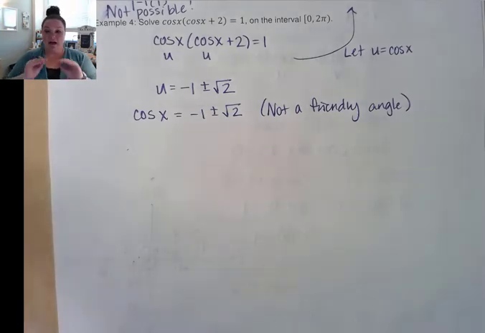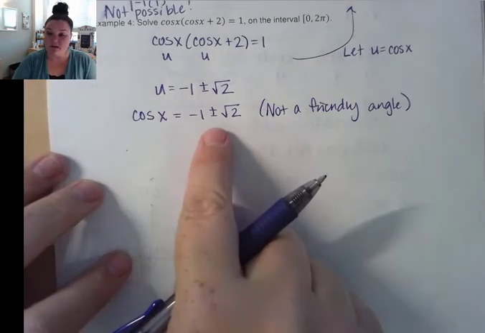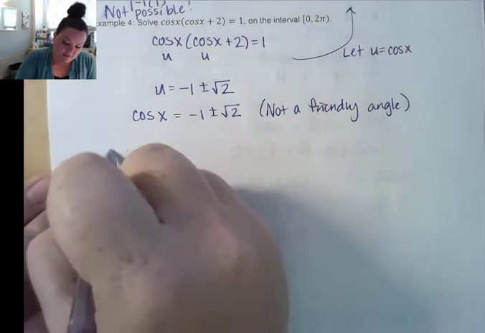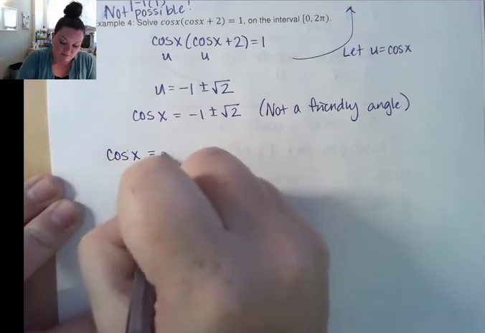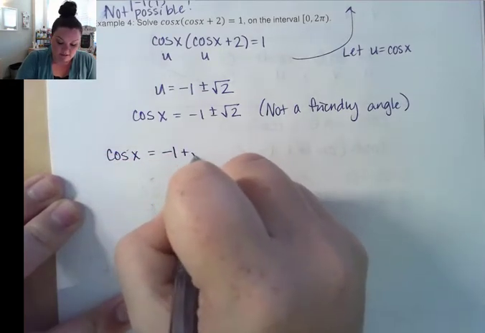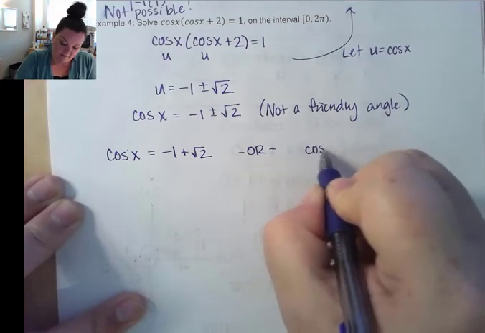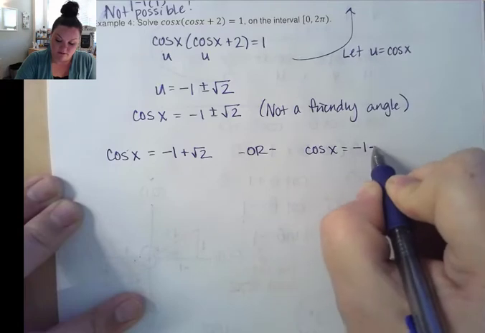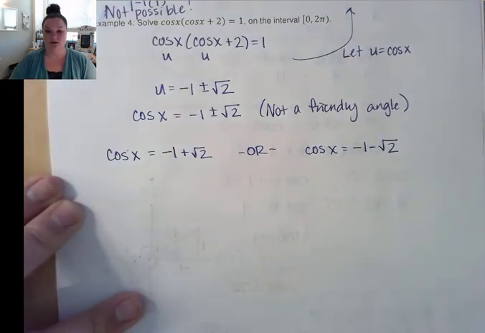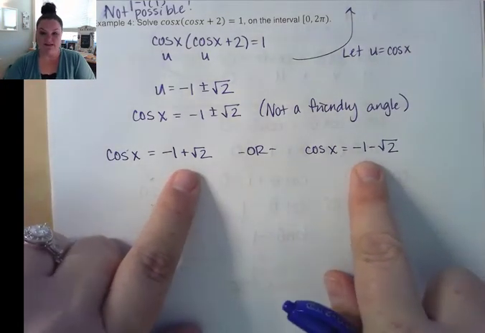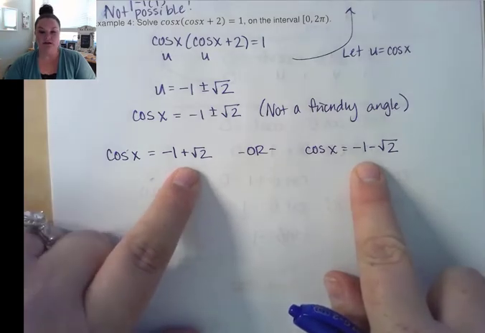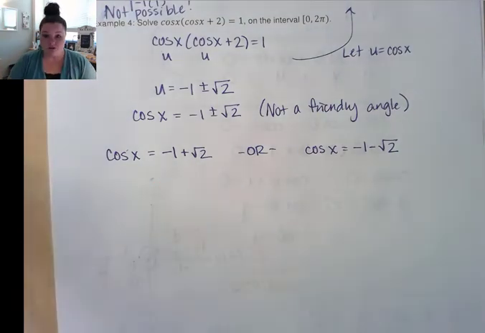So I'm going to go ahead and write out my two options here because we have a plus or a minus, right? So this means we have cosine x is equal to -1 plus the square root of 2, or we have cosine x is equal to -1 minus the square root of 2, right? So we have two possible cases, right? So let's think about this. Remember, I have to figure out what quadrant these angles are going to fall into, right? So I do that based on their sign.